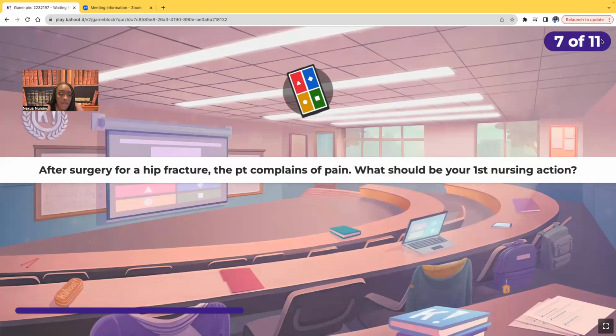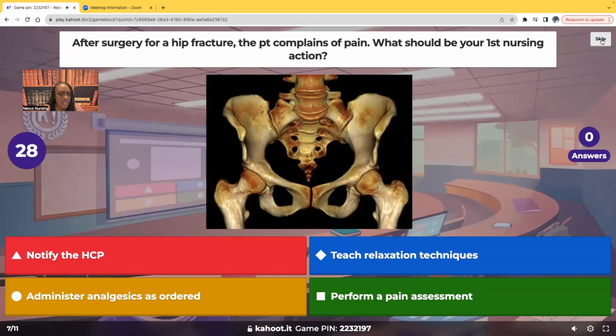So that's what you'd be looking for. After surgery for a hip fracture, the patient complains of pain. What should be your first nursing action? Notify the healthcare provider, teach the patient relaxation techniques, administer analgesics as ordered, or perform a pain assessment. After surgery for a hip fracture, the patient complains of pain. What should be your first nursing action?